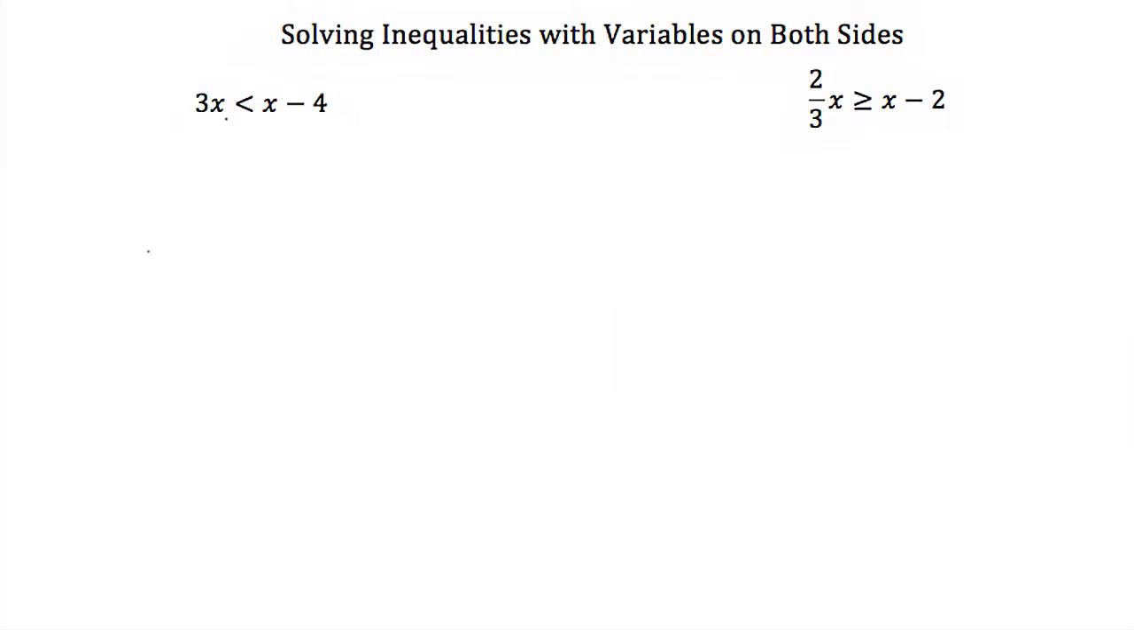So if we have 3x is less than x minus 4, my first step will be to subtract x from both sides. If I do that, I'll end up with 2x has to be less than negative 4. Next, I'll divide by 2 because I want to isolate x, or get x alone on one side. So if I divide by 2 on both sides, we'll end up with x has to be less than negative 2.